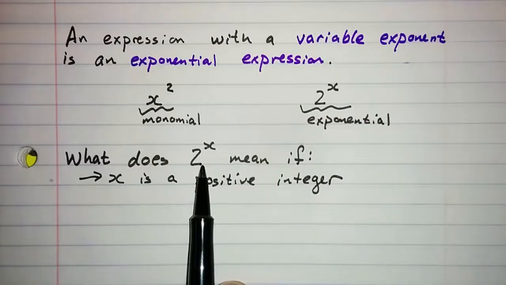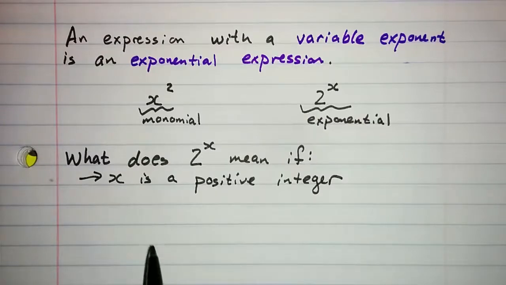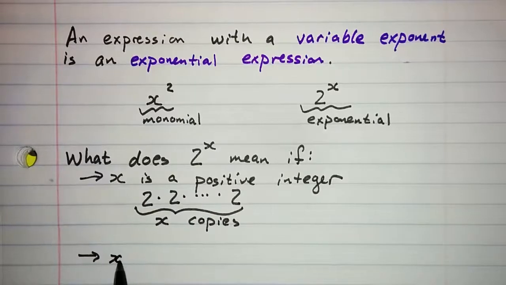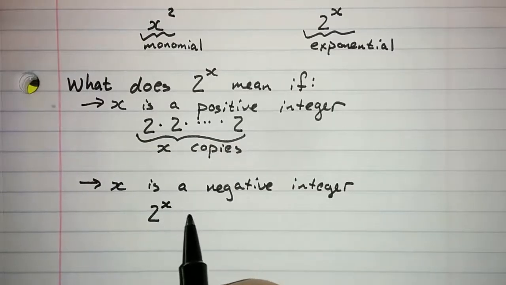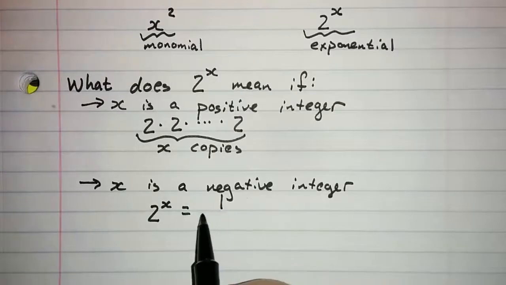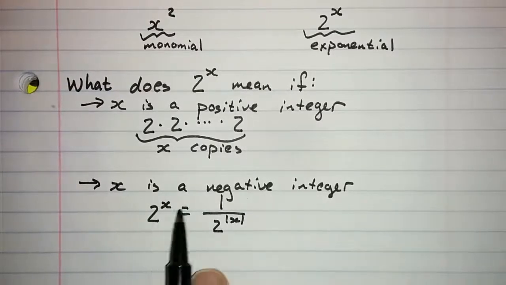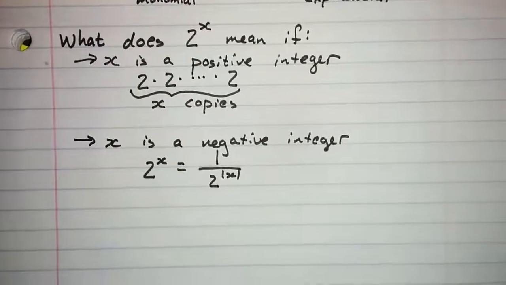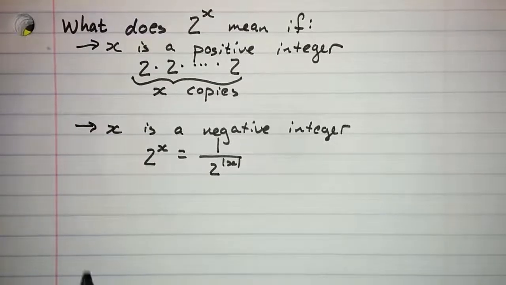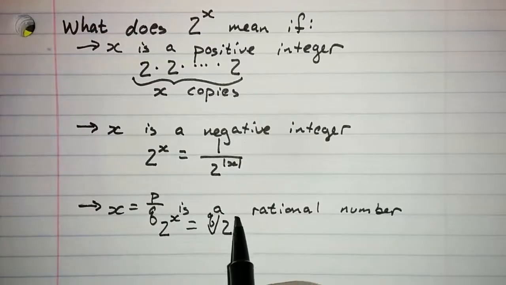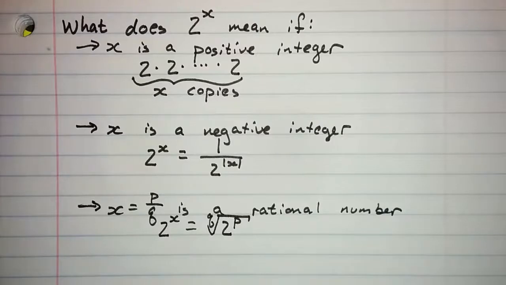What does 2 to the x mean if x is a positive integer? Well, that's just repeated multiplication. If x is a negative integer, then 2 to the x means 1 over 2 to the positive version of x. Right, that's what 2 to the power of a negative integer means. And now we know what it means if x is a rational number, then it's just the qth root of 2 to the p. But that's not all the numbers, is it?